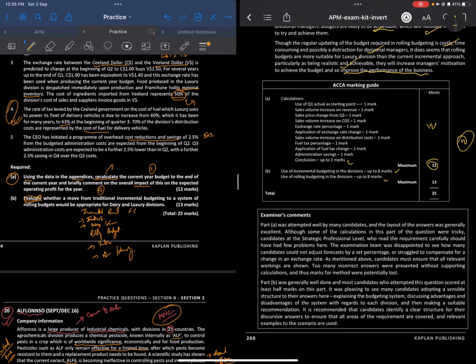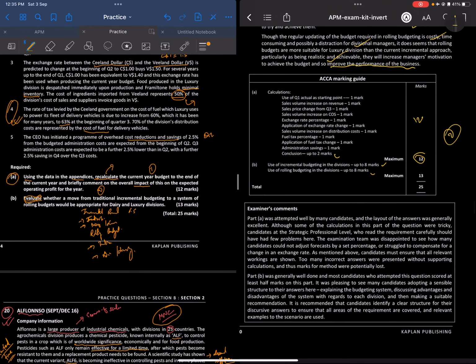What was the examiner's comment? Part A was attempted well by many candidates. The layout of the answers was generally excellent. Although some of the calculations in this part of the question were tricky, candidates at Strategic Professional level who read the requirement carefully should have had few problems. The examination team was disappointed to see how many candidates could not adjust forecasts by a set percentage or struggled to compensate for the change in working capital, right?